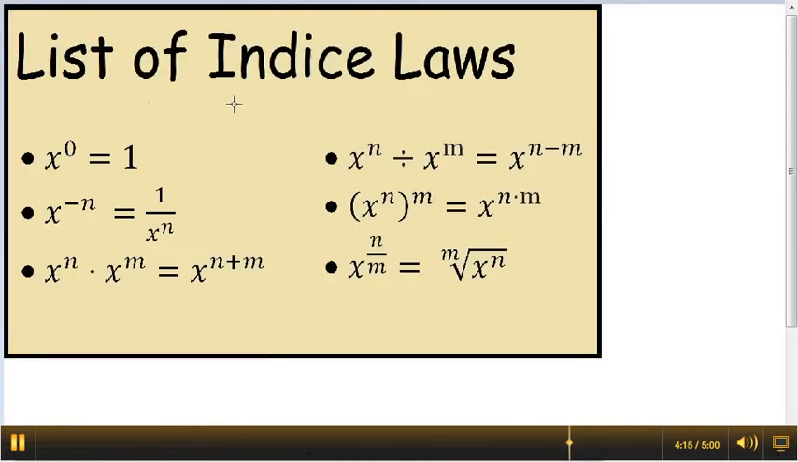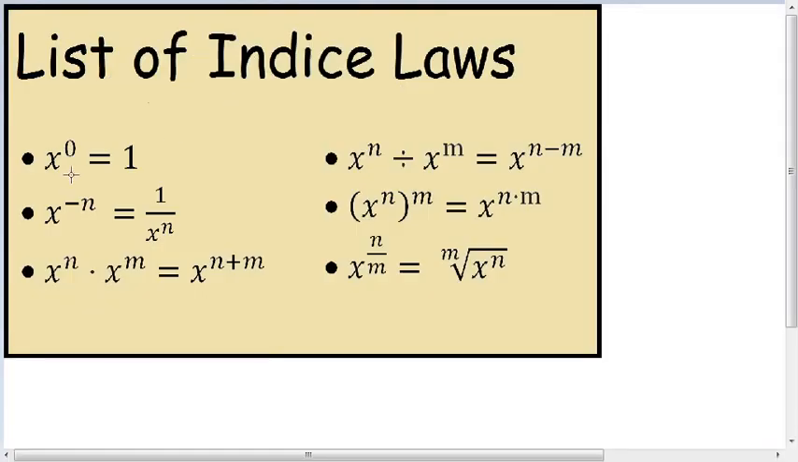The most important part is the laws of indices over here. X raised to 0 is 1. X raised to minus n is 1 upon x raised to n. X raised to n into x raised to m equals x raised to n plus m. X raised to n divided by x raised to m equals x raised to n minus m. X raised to n the whole raised to m equals x raised to nm. X raised to n upon m equals the mth root of x raised to n. Remember, this is very difficult. Check again.